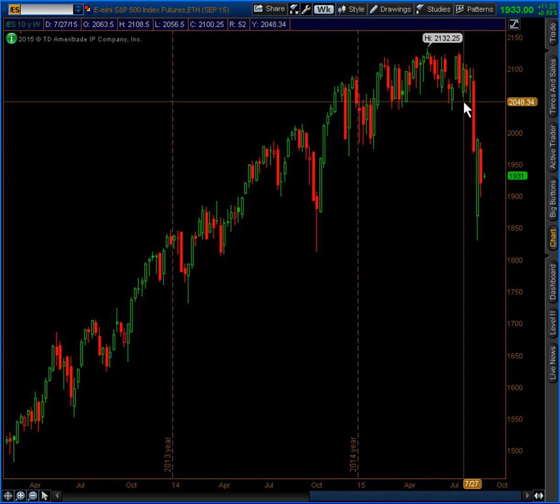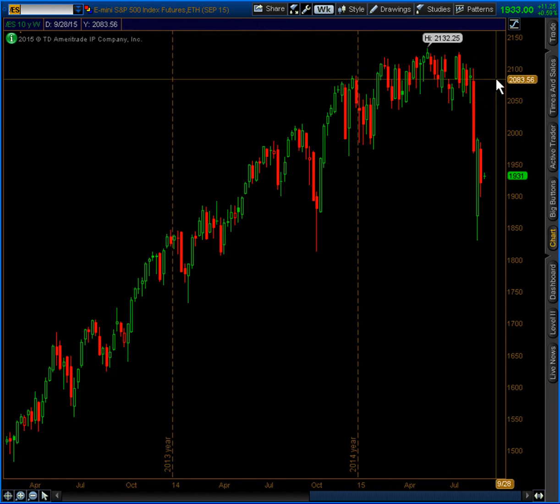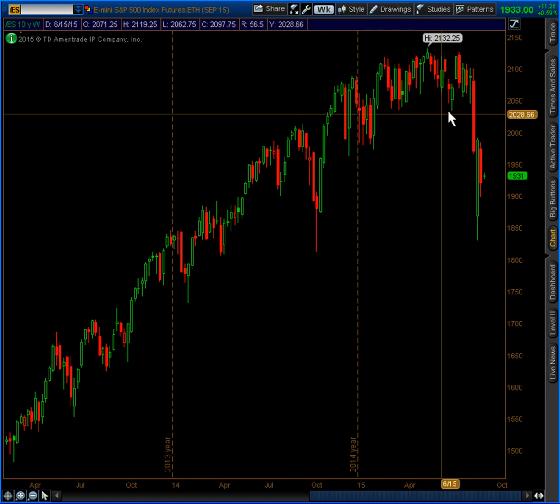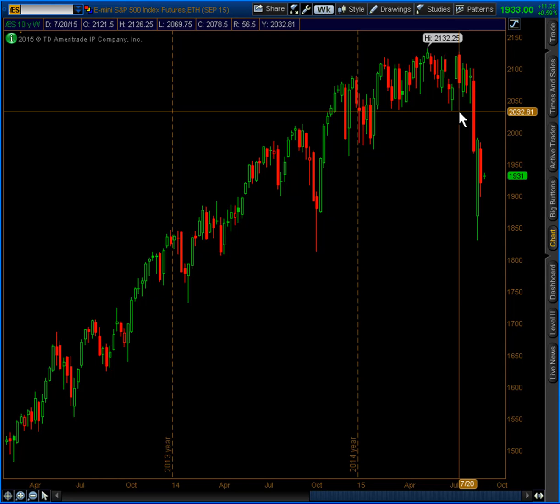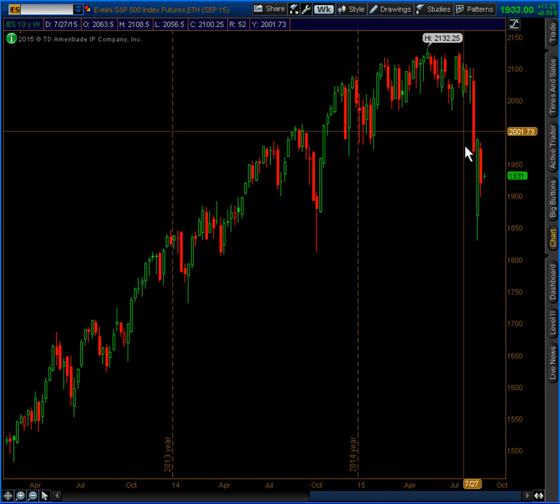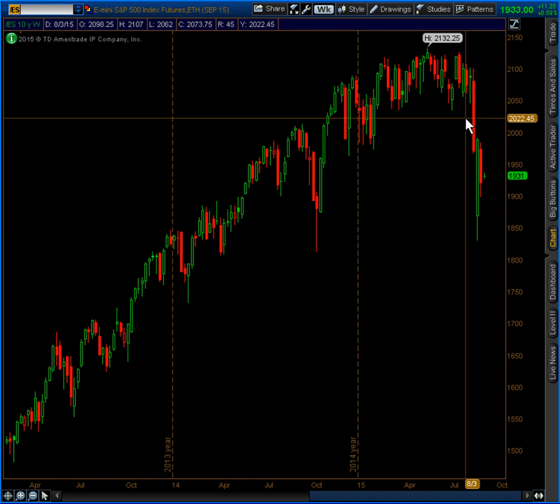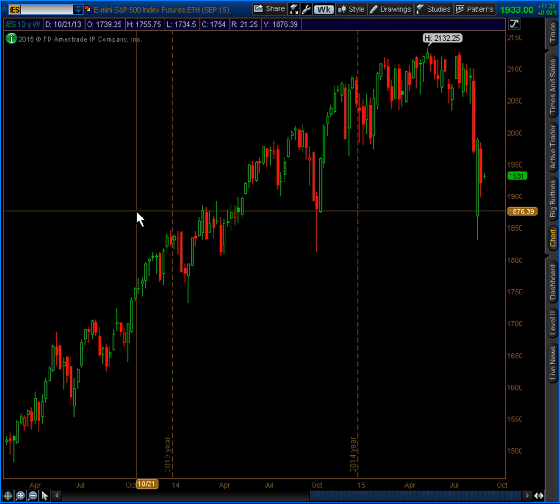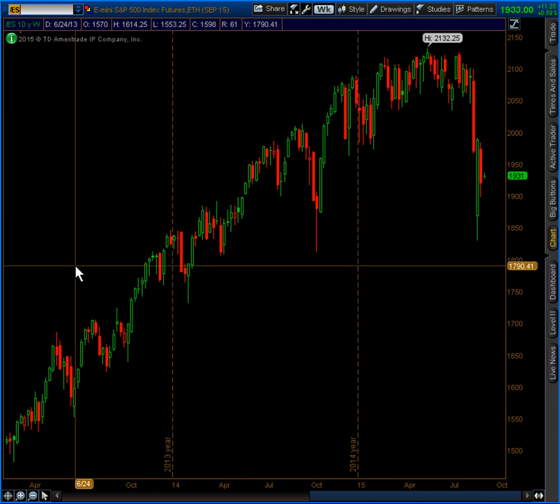I don't exactly know where the line was, but I know this was the area where I said to watch for it to break below. Once it breaks below, you've got to do something about it, okay? From 2032 we went down to 1835. That's 200 points, guys. That's a 200 point difference that somebody could have had if you were doing your own analysis.